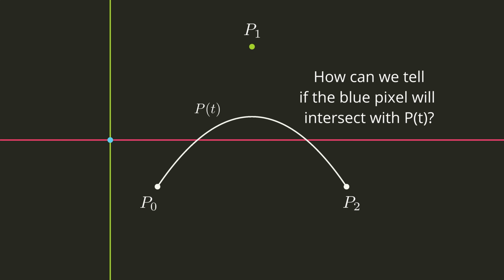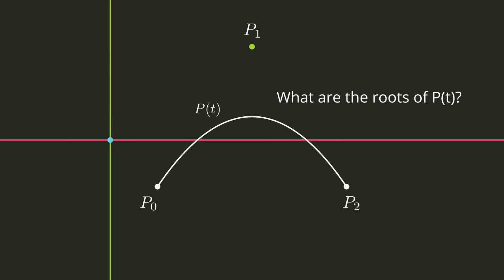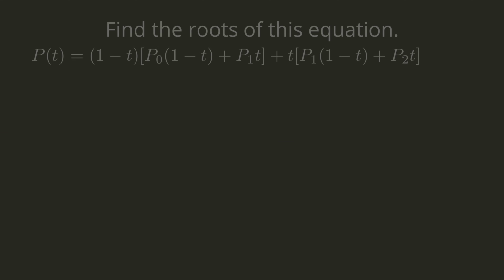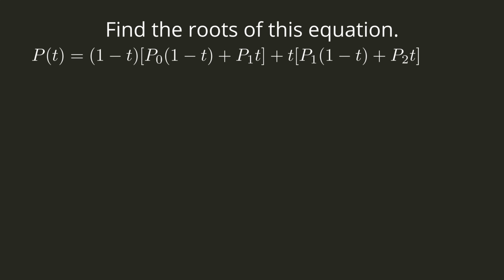Well, this is now just a simple question of finding the roots of this equation. We know that the equation is simply a quadratic function, and we should remember from pre-algebra that we can solve for the roots of the quadratic function using the quadratic equation. But our formula does not look like a quadratic function, so how can we find the roots? Well, let's rearrange our formula P of t.